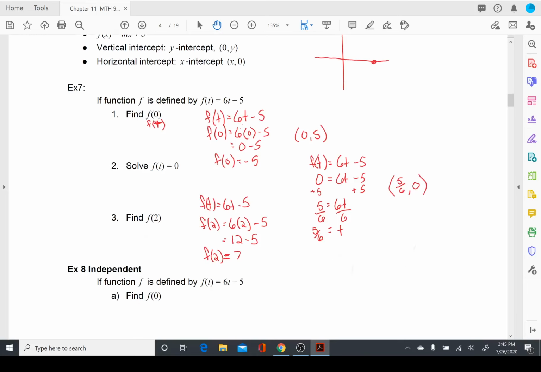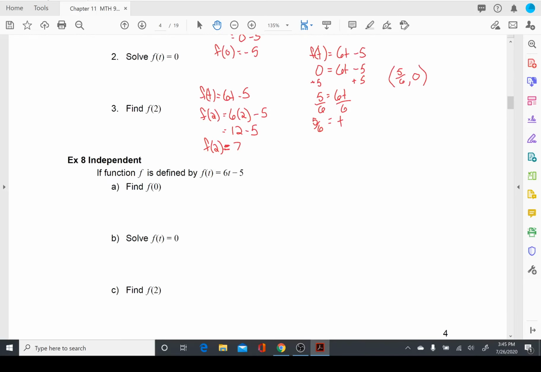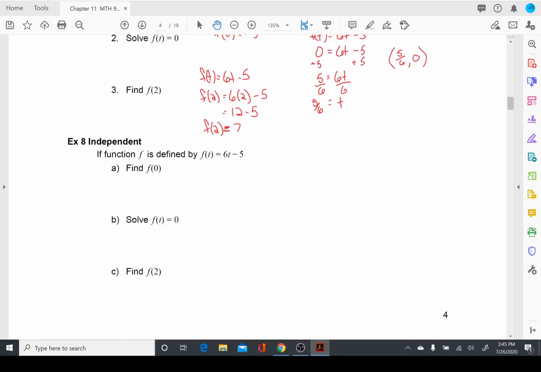Well, because you're going to do it yourself down below. I will change this in your packet, but I probably should have given you a different equation, so I will. It will be f of t equals negative 3x plus 9. Okay. All right, go ahead and try those 3 with this one.